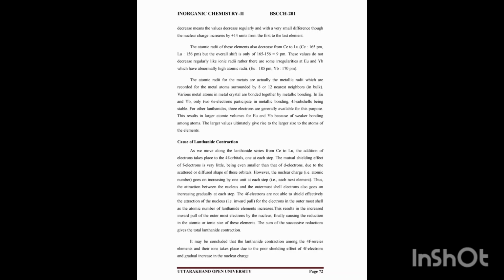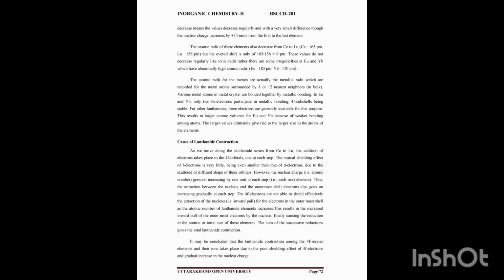The atomic radii for the metals are actually the metallic radii, which are recorded for metal atoms surrounded by 8 or 12 nearest neighbors in bulk. Various metal atoms in a metal crystal are bonded together by metallic bonding. In Eu and Yb, only two 6s electrons participate in metallic bonding, the 4f subshell being stable. For other lanthanides, 3 electrons are generally available for this purpose. This results in larger atomic volumes of Eu and Yb because of weaker bonding among them. The larger values ultimately give rise to larger atomic size of the element.